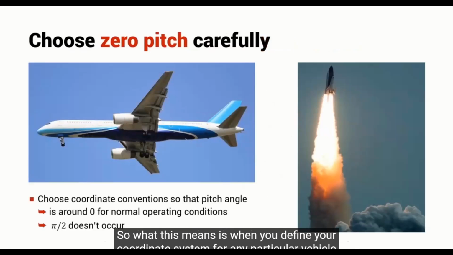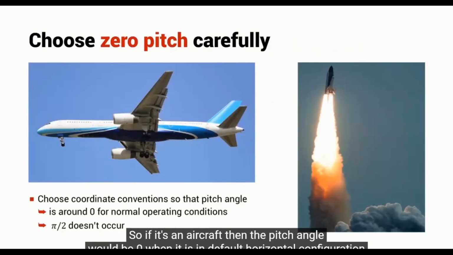So what this means is that when you define your coordinate system for any particular vehicle, and if you want to describe its orientation in terms of roll, pitch, and yaw angles, it's important that the pitch angle is around 0 for the nominal configuration of your vehicle.